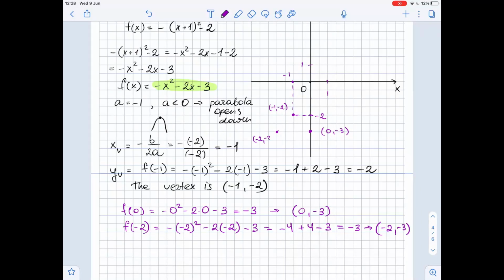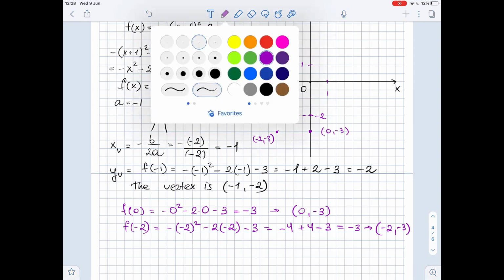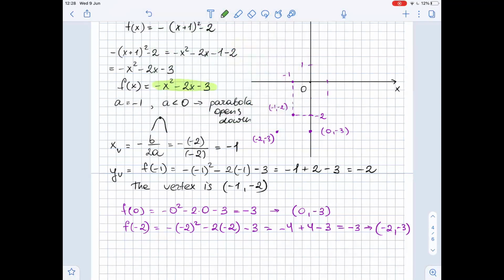Well, now we have 3 points of our parabola, and we can just connect them smoothly to build it. So it will look something like this.